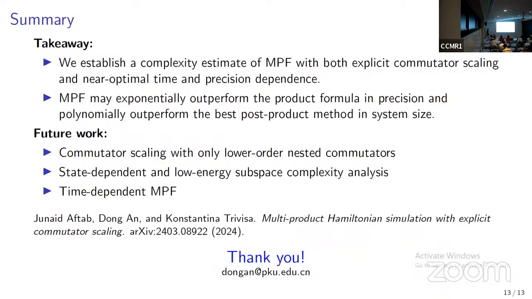So in today's talk, our main result is that we show a rigorous complexity estimate of a previous method, which is this multi-product formula, and we show that it can have explicit commutator scaling and near optimal time and precision dependence. And if we compare the multi-product formula with the previous method, then it can exponentially outperform the product formula in precision, and also have a polynomially better scaling in terms of the system size. And with that, I would like to conclude and thank you for your attention.